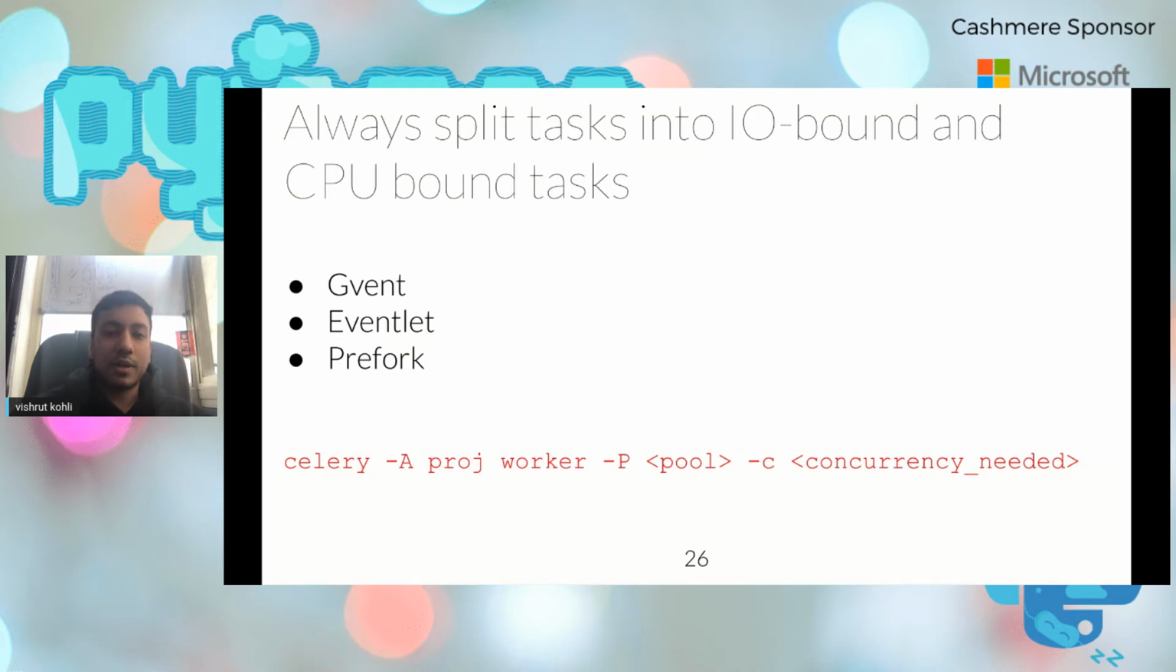On the other hand, a CPU bound task is a task which uses the CPU for crunching numbers or doing other CPU intensive tasks. For these kinds of tasks, we should use a pre-fork pool as it is based on Python's multiprocessing module and helps running parallel processes on multiple cores. And it's very easy to set up too. You just need to pass the pool name and the desired concurrency in the following command, and you will spin up a worker with the provided configuration in no time.